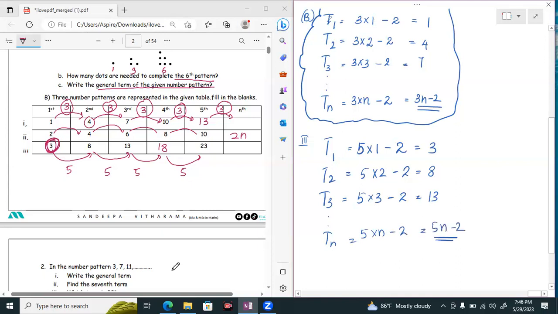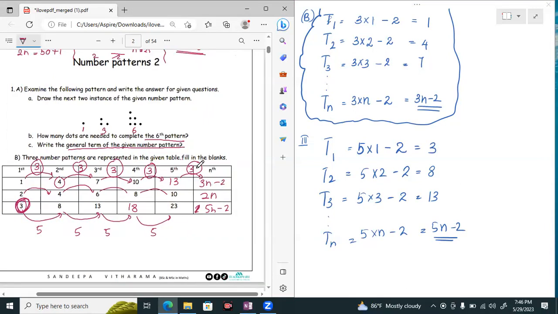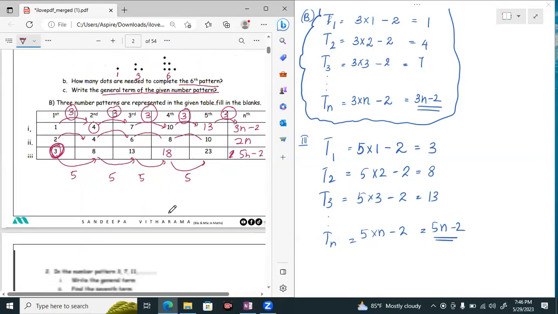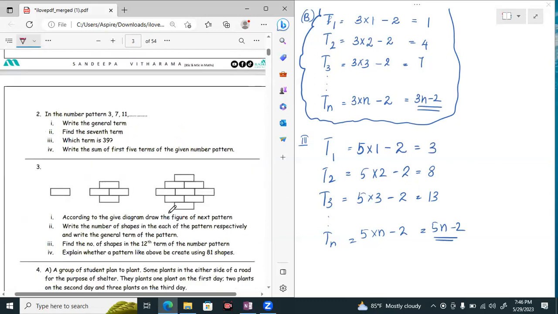2 of them have given the answers. Very good. Well done. Then it should be 5n minus 2 here. 3n minus 2. Okay. Did you understand up to this one? පැහැදිලිද මේ දක්වා? Yes, teacher.